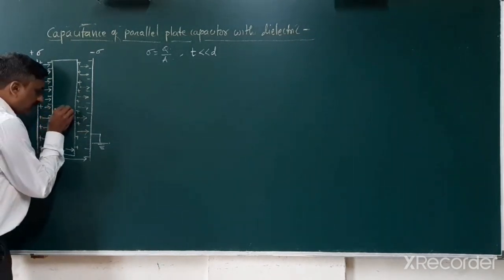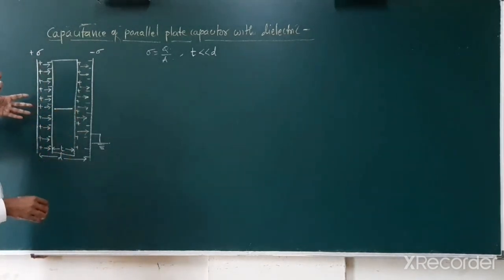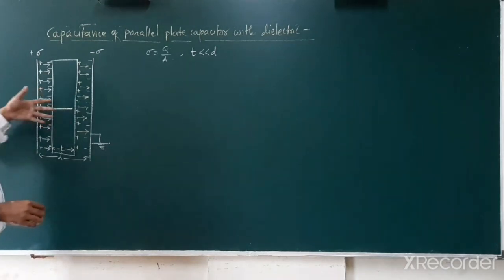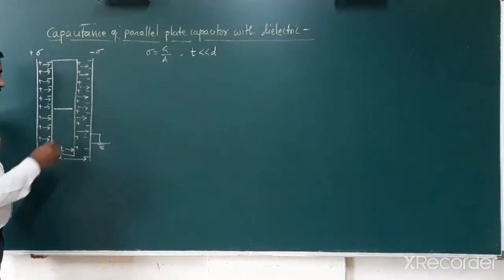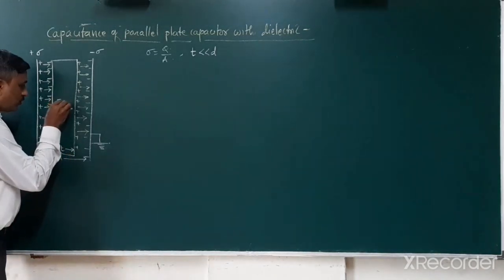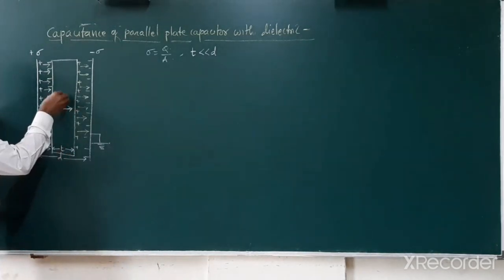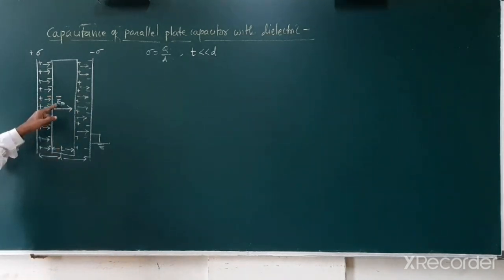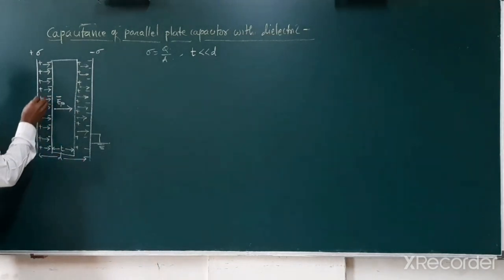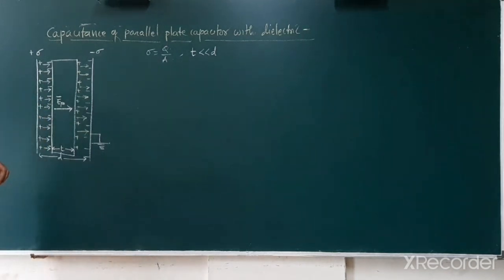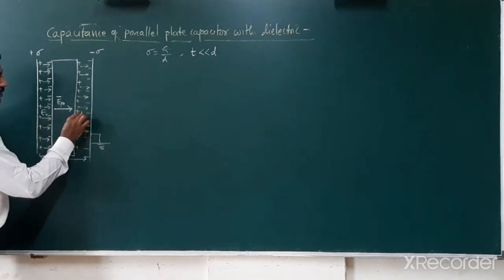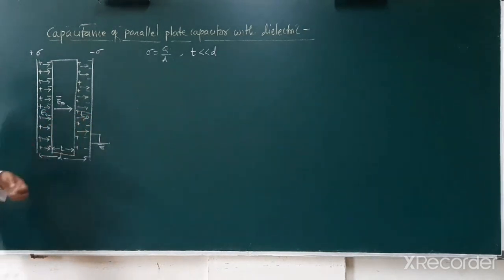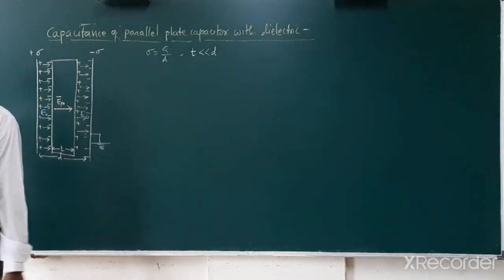Inside this there is also an electric field, because the electric lines of force pass through the slab whose thickness is T. Its electric intensity is shown by EP, and this other electric intensity I will show by another color. It will be E0. This is my electric intensity. Now we have to study one by one.